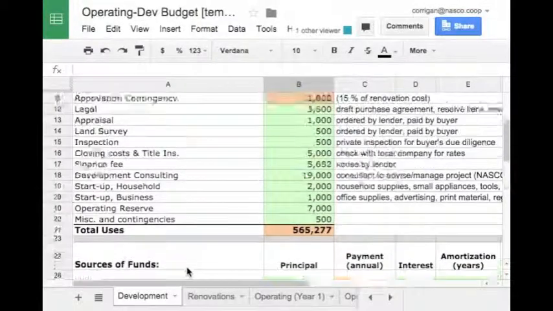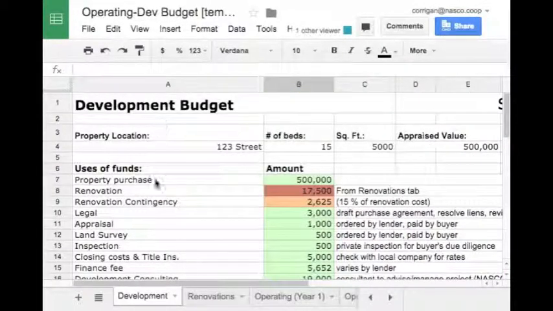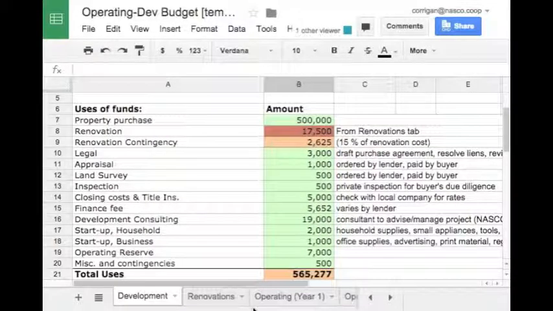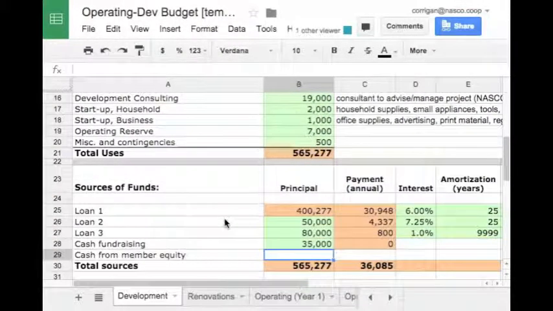We've gone over the development budget, which includes the use of funds, what you have to spend money on to set up a co-op, purchasing the property. And we've also looked at the source of funds, where can you get all that money to purchase a property, both borrowing money and fundraising money.